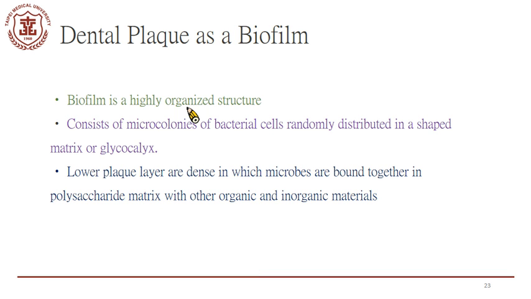So biofilm is a highly organized structure, we will see it later, that consists of microbial colonies of bacterial cells randomly distributed in a shaped matrix of glycocalyx. Lower plaque layers are dense, in which microbes are bound together in a polysaccharide matrix with other organic and inorganic materials. So they cannot attach by themselves, one surface against the other. They use polysaccharides. Otherwise they wouldn't be able to communicate or to get connected. We will see that in a second.